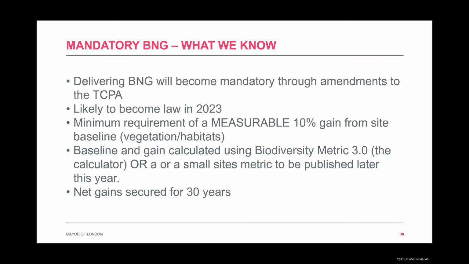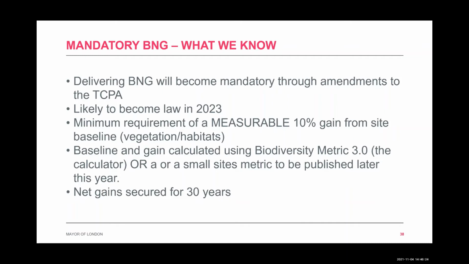So a question then is, I've been talking about biodiversity net gain in the context of the London Plan. How does all this fit with mandatory biodiversity net gain that we're hearing about that's coming through the Environment Bill, which is soon to be enacted? So we know that mandatory biodiversity net gain that government are proposing will come into effect through amendments to the Town and Country Planning Act, and this will likely be law by 2023, and that this will require a 10% measurable gain from baseline vegetation on site.